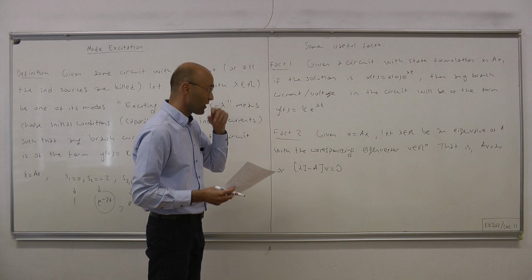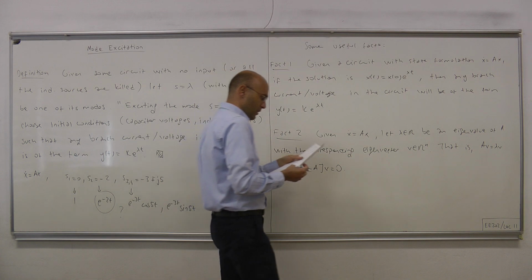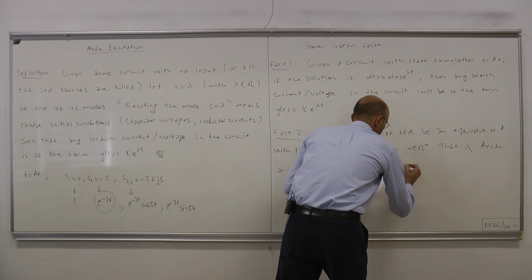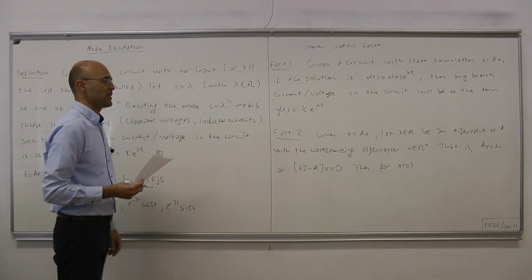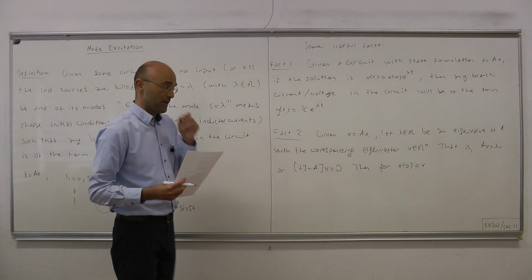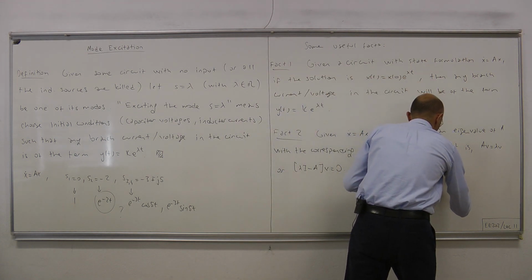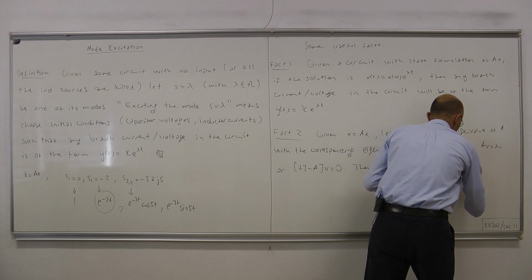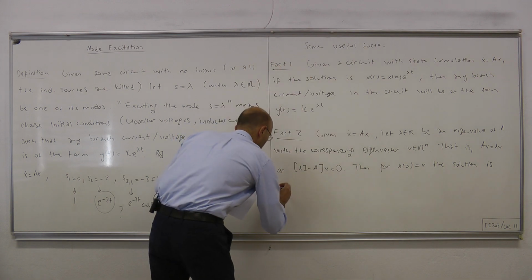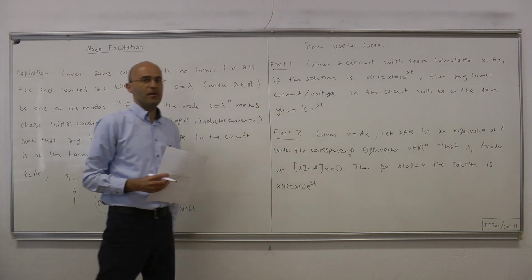Okay, now for such a state equation, suppose that this is representing some LTI circuit. And now, if we choose the initial condition of the state, x0 equals V, that eigenvector, okay, the solution corresponding to that is x of t equals V times e to the lambda t.